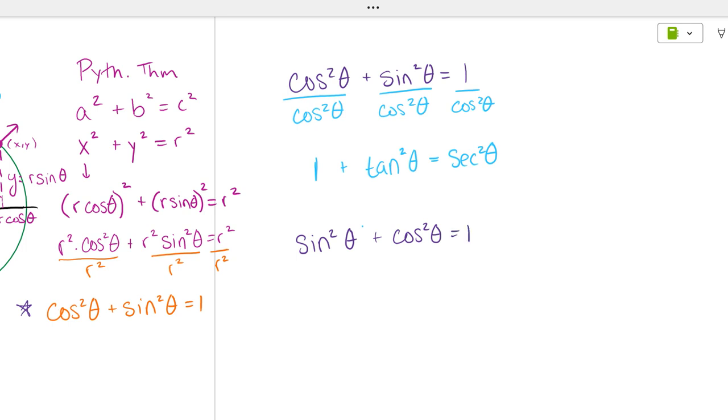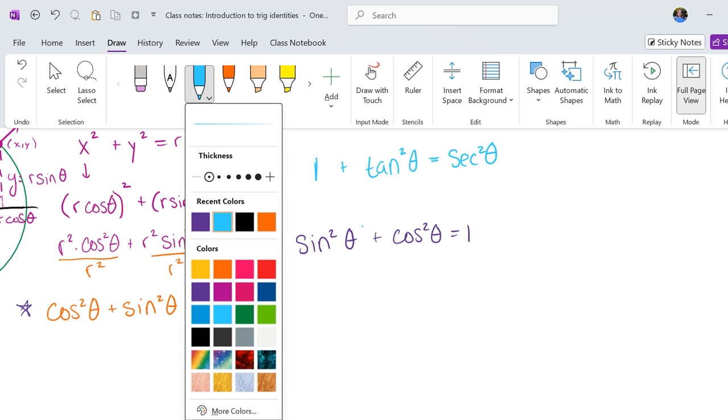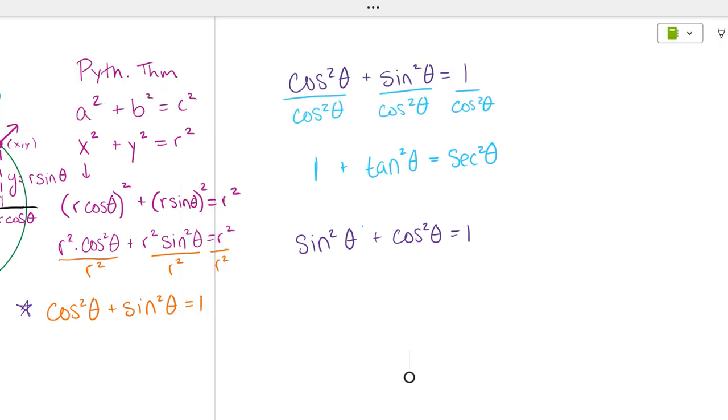And I just decided to write sine squared first plus cosine squared. You could have, again, written the cosine first. But on that previous example, I divided everything by cosine squared. So on this one, let's divide everything by sine squared.